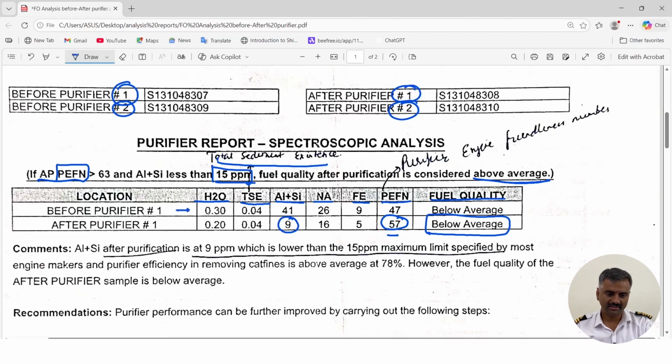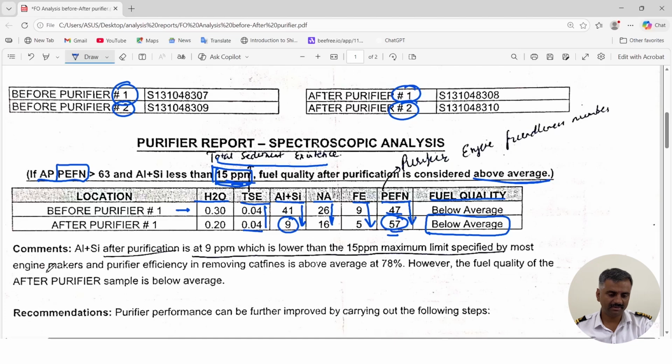So before the purifier the water content was 0.3, the purifier reduced the water content to 0.2. Total sediment was not reduced by the purifier, it was 0.04, same as after purification. Alumina silica has drastically reduced cat fines from 41 to 9, and 9 is below the ISO requirement of 15 ppm, so that is okay to be sent into the engine. Sodium has also reduced from 26 to 16, iron from 9 to 5. PFN engine friendliness number has increased, but it is still below average. It was 47 and it is now 57.